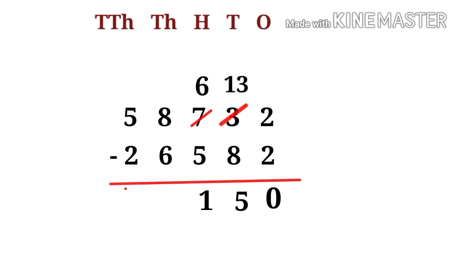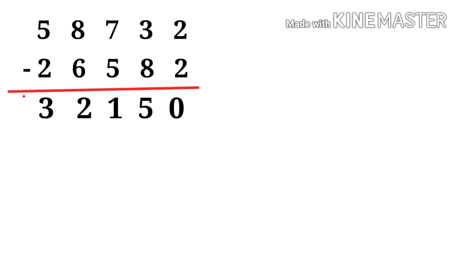Next, subtract thousands place digits. 8 minus 6 is equal to 2. Next, subtract 10,000 place digits. That is 5 minus 2 is equal to 3. So, when we subtract 58,732 and 26,582, we will get 32,150. Now, let us check whether our answer is correct or not.